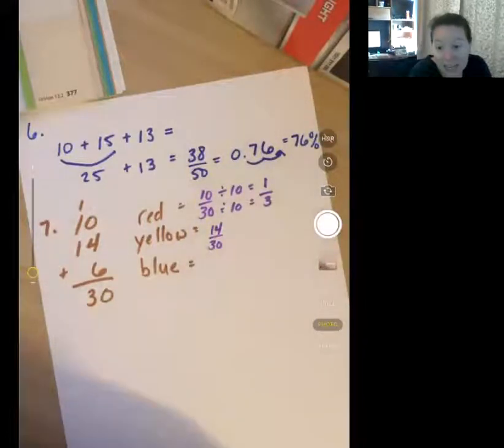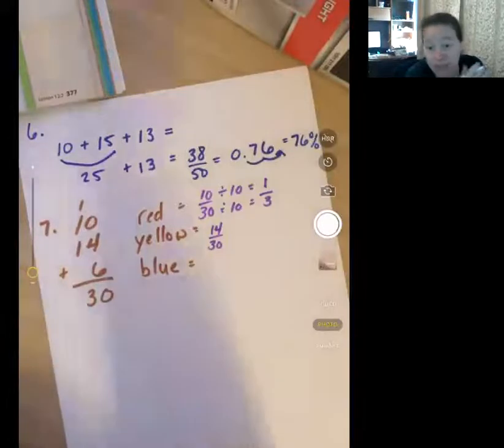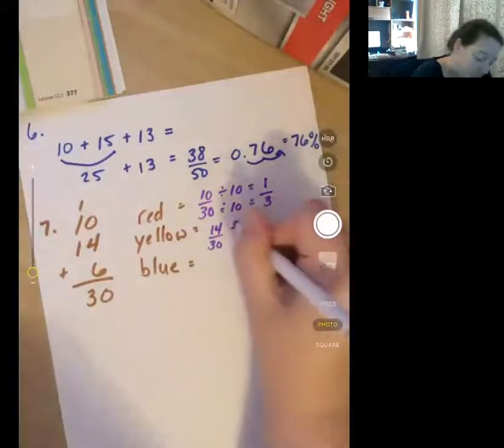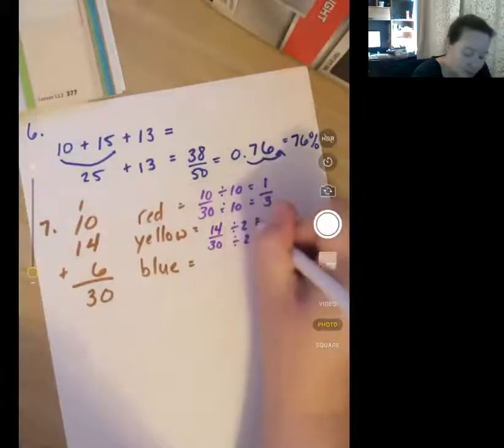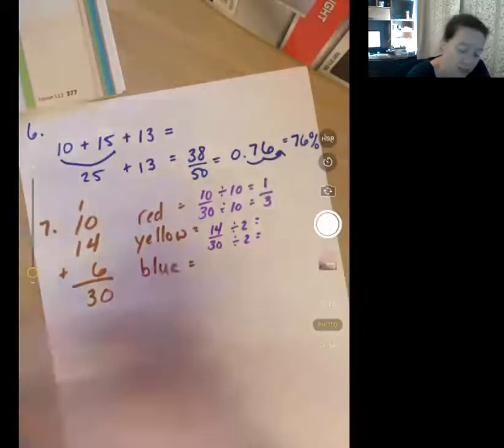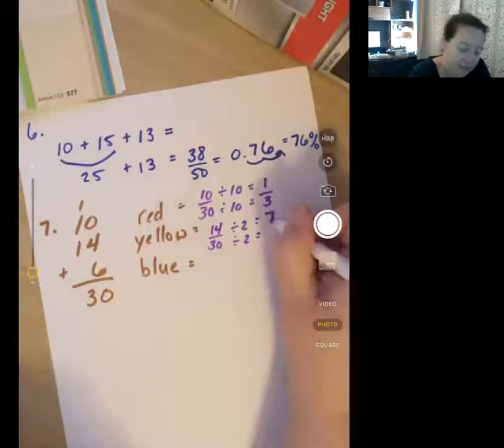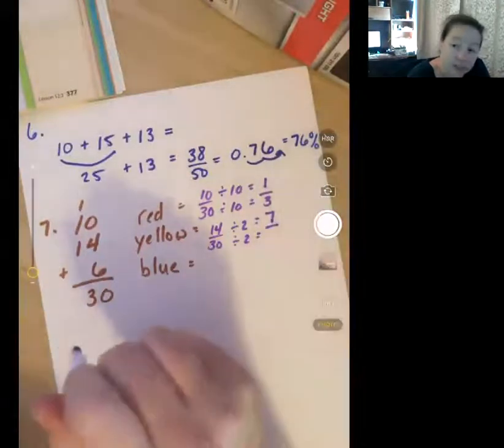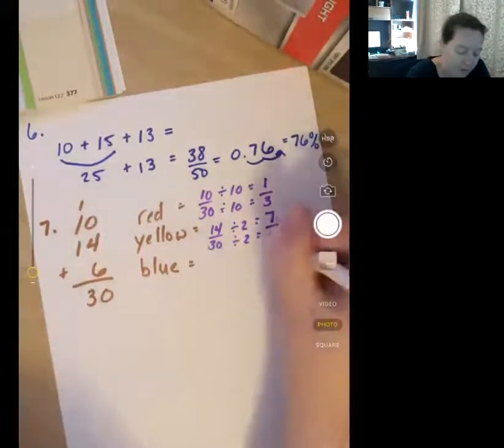Well, the only thing they have in common is they're both even. So we're just going to have to divide by 2. There's nothing else we can do. So I'm going to divide by 2. 14 divided by 2 is 7. And 30 divided by 2 is 15.